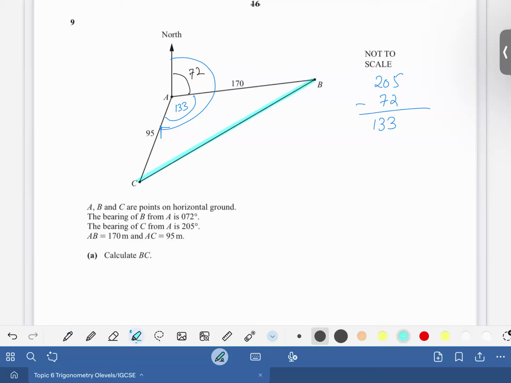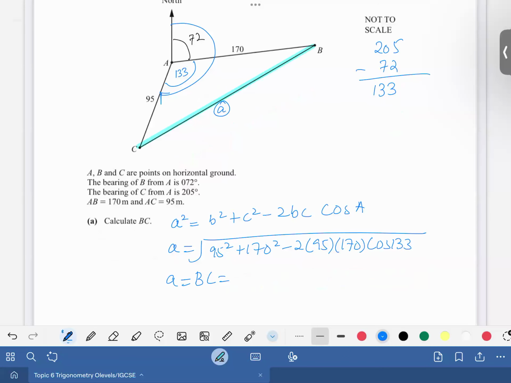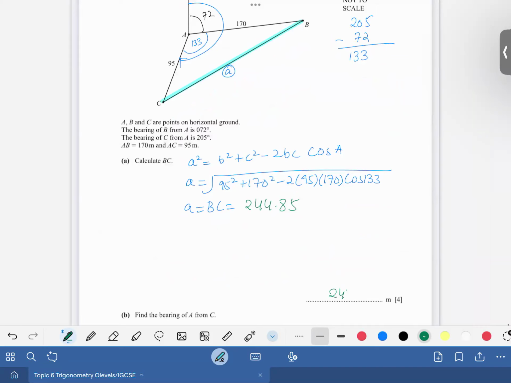Now BC is again the cosine rule. So small a is this side. By now you should remember: a square is equal to b square plus c square minus 2bc cos A. So b is 95 square plus 170 square minus 2 into 95 into 170 into cos of 133. Calculate and tell me the value of BC. 244.85. So that is our final answer, and we write 245 to three significant figures.